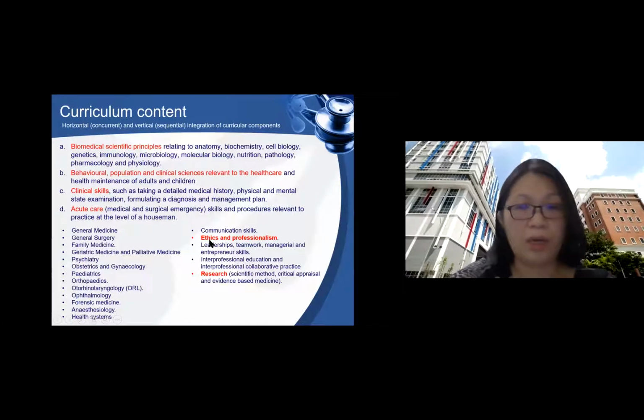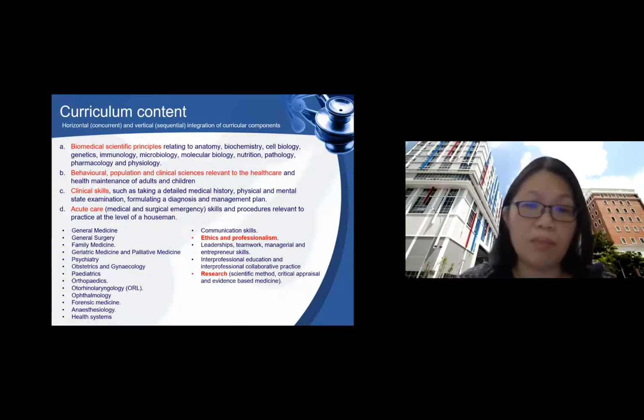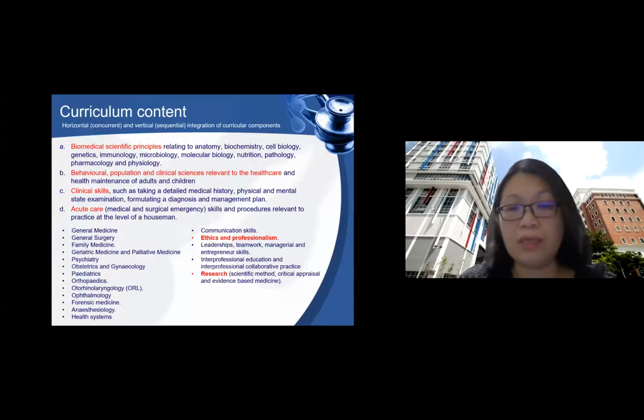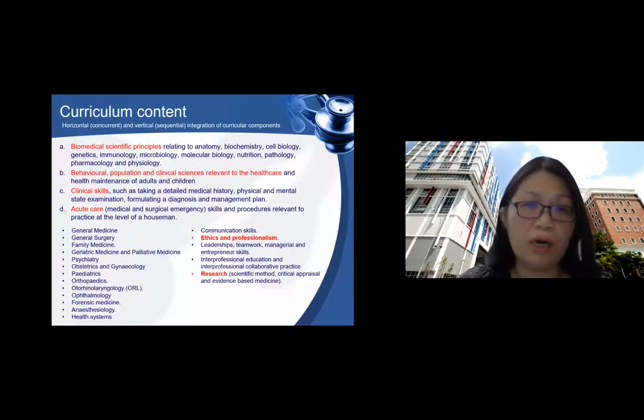5-year medical program. I would like to emphasize that in the curriculum of medical education in Malaysia, we very much emphasize ethics and professionalism, whereby we let the student know what ethics and professionalism they must hold when they carry out their duties later on, right? And also research. We always know that research is the only way that we can make our current situation better. Research is one of the components that we emphasize in our curriculum design.